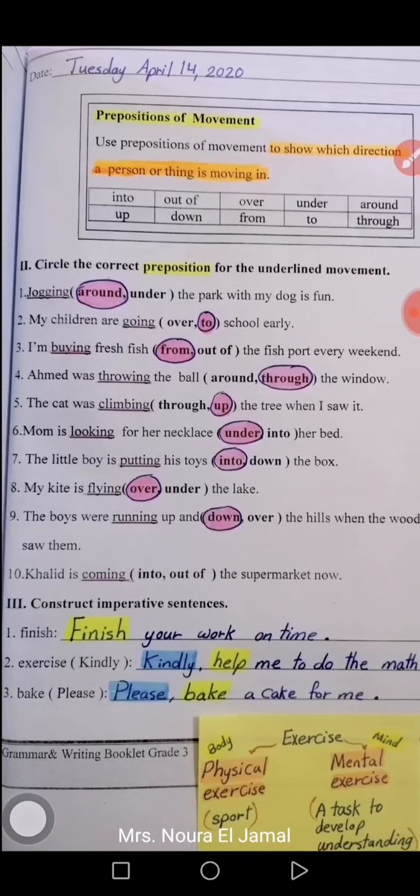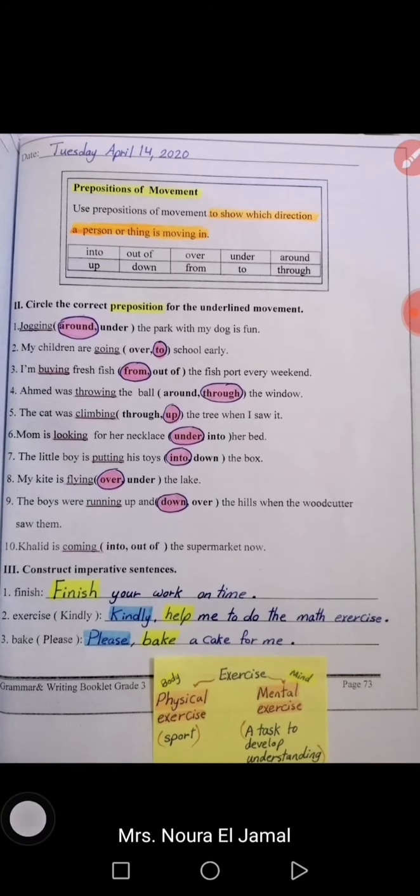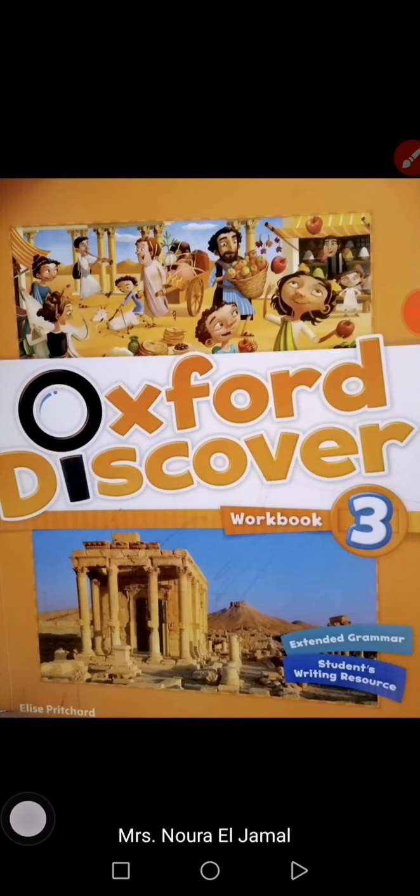Number 3, bake. We will use the word also, please. Please bake a cake for me. I start my imperative sentence using the word please here, and I put a comma after please. Now we finish the grammar booklet. Let's move to the workbook.